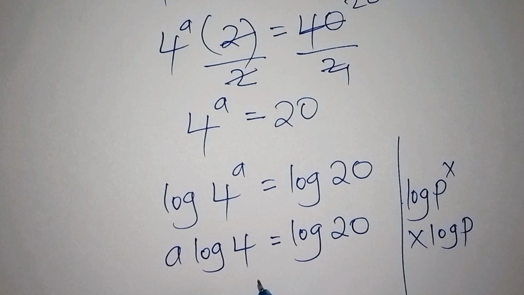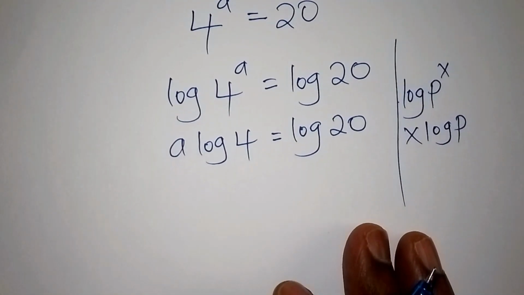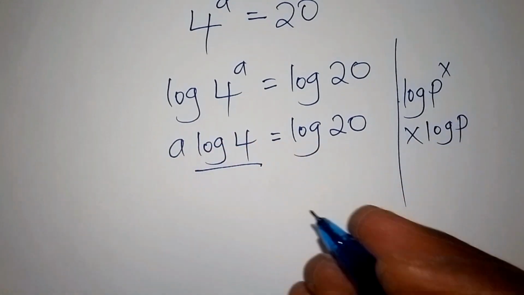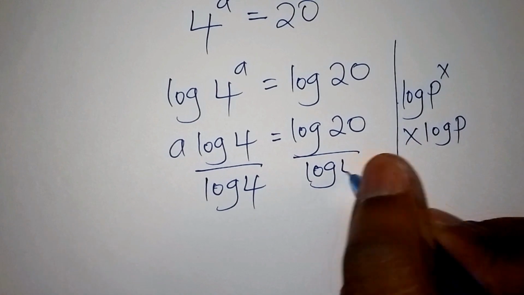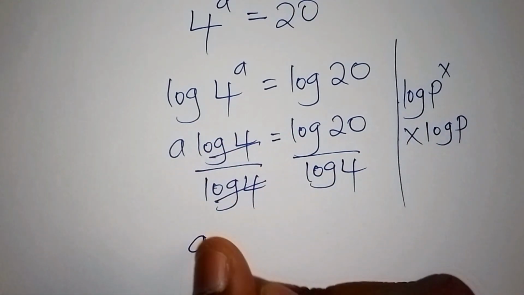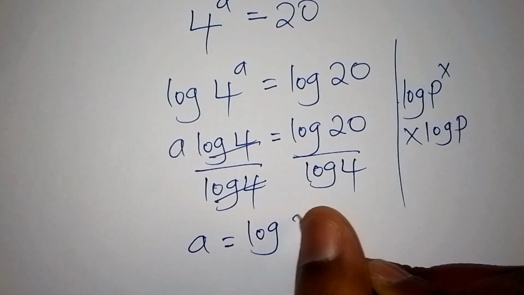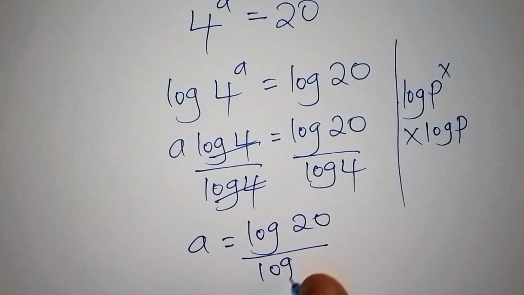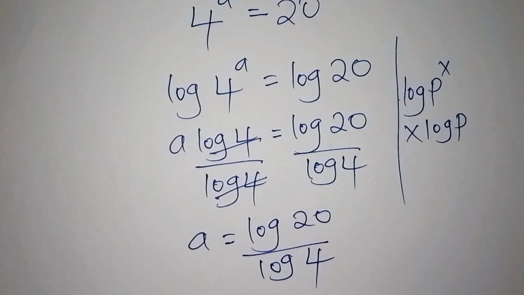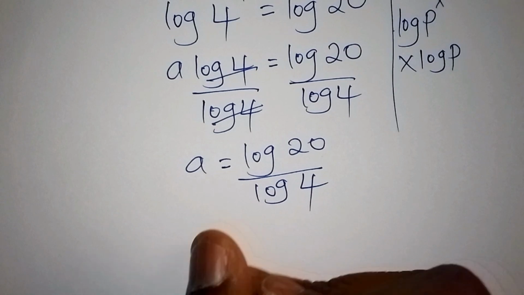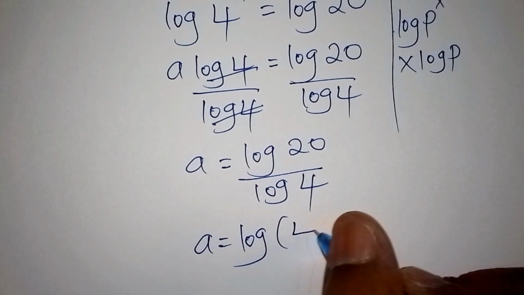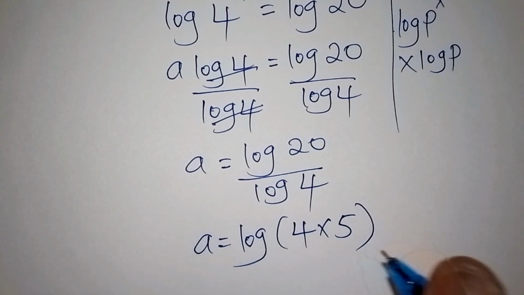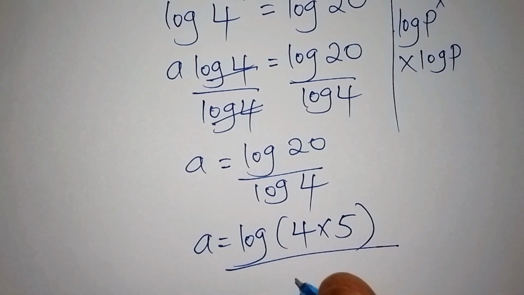From here, for us to remain with a on this end, we divide both sides by the log of 4. So here all over the log of 4, and here also all over the log of 4. The log of 4 and the log of 4 cancel. So now a is equals to the log of 20 all over the log of 4. The log of 20 can also be written as the log of 4 multiplied by 5, all over the log of 4.